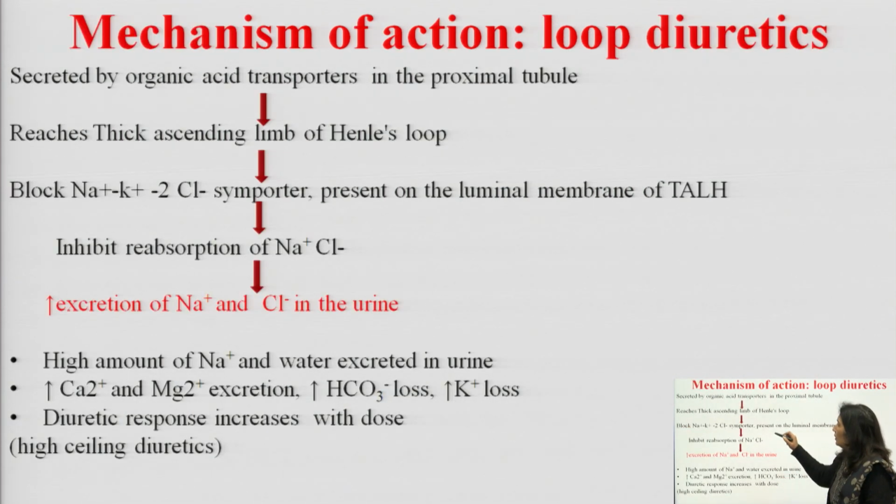So, secreted by organic acid transporter in the proximal tubule. Loop diuretics are secreted at the PCT and then reach their site of action, where they block the sodium potassium 2 chloride transporter and thus increase excretion of sodium and chloride in the urine. High amounts of sodium and water excreted increase calcium and magnesium excretion, and increase bicarbonate loss because they are weak carbonic anhydrase inhibitors, and they also cause potassium loss.